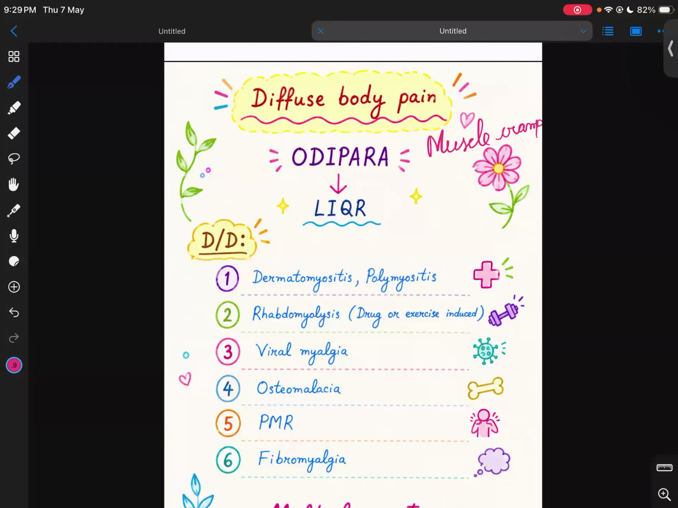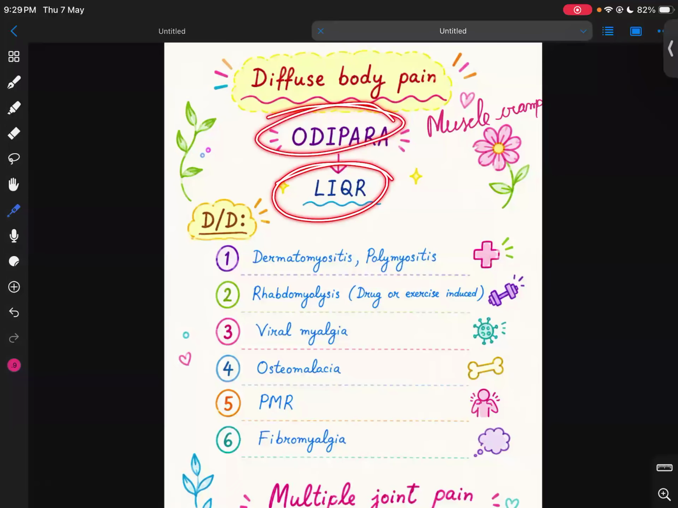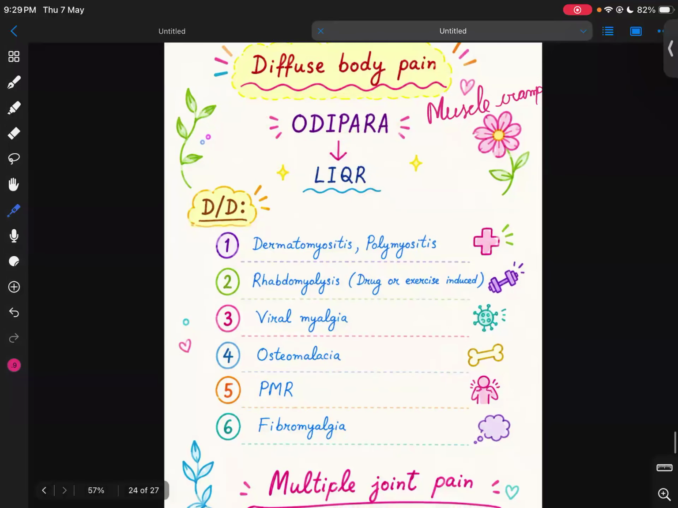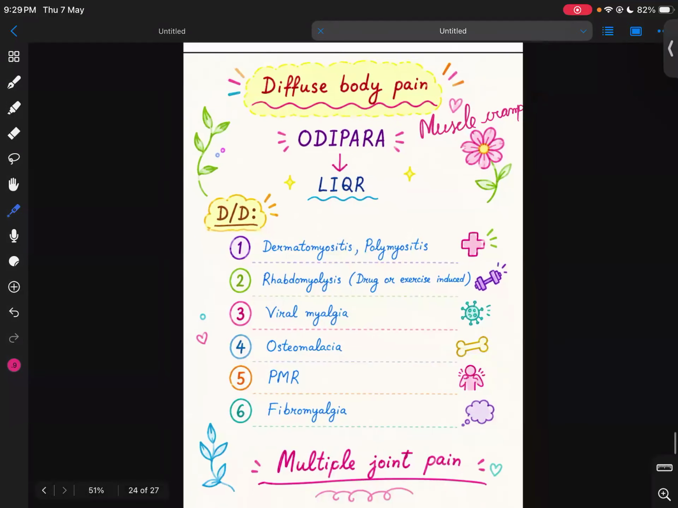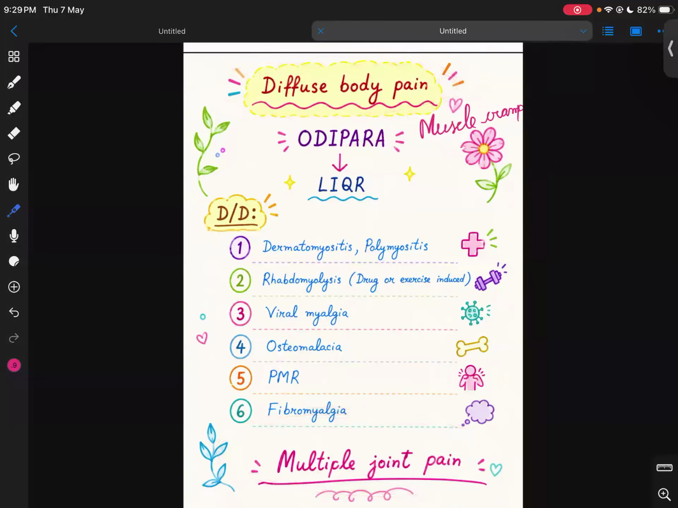Muscle cramp or diffuse body pain, both can be given and the differential diagnosis will be the same. So after analyzing the symptom using the mnemonic OD-para and LICOR, we can jump into the differential diagnosis. Diffuse body pain or multiple joint pain, both are the same. It can be given also with muscle cramp.